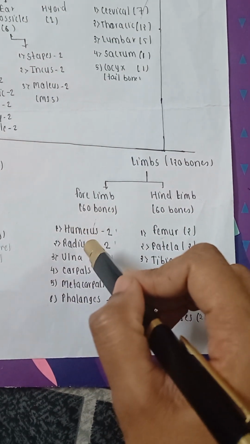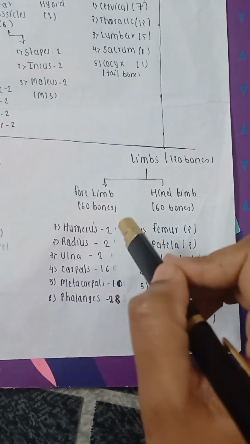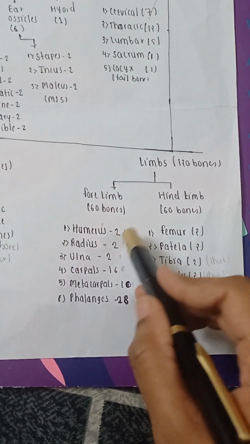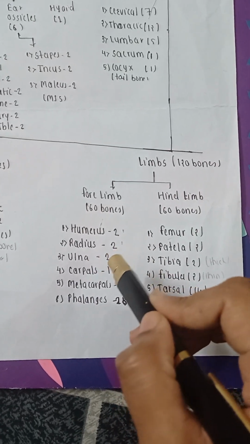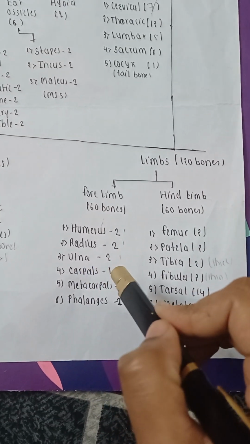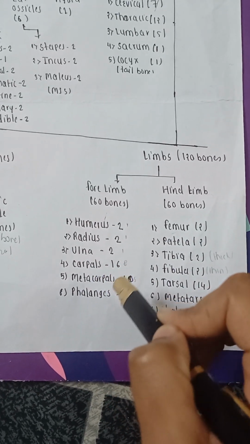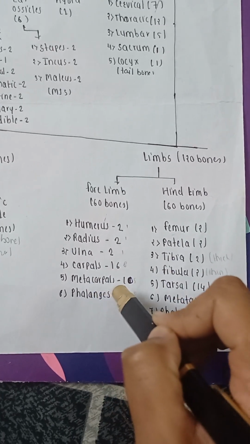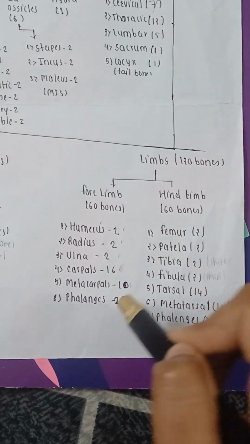The first is the upper limb. There are 60 bones in the upper limbs. First is the humerus. There are 2 humerus. The next is the radius, which is 2 in number. Next is the ulna, which is 2 in number. Next is the carpal, 16 carpals. Then metacarpals, 10 metacarpals, and there are 28 phalanges present.